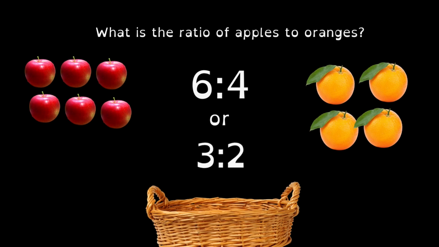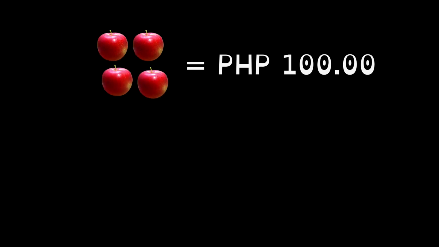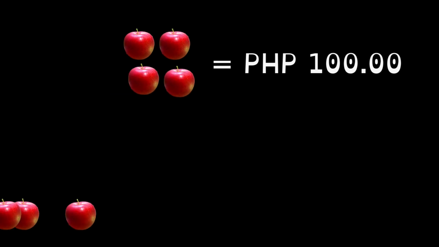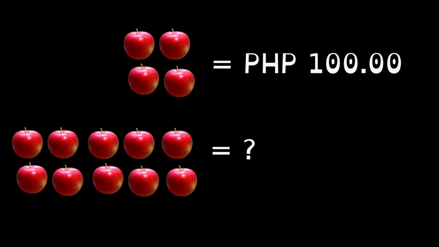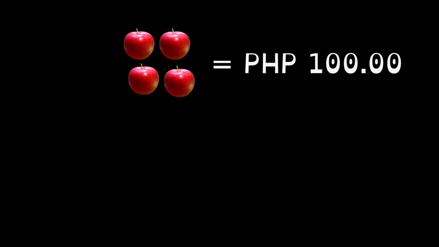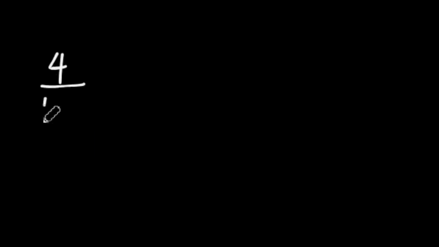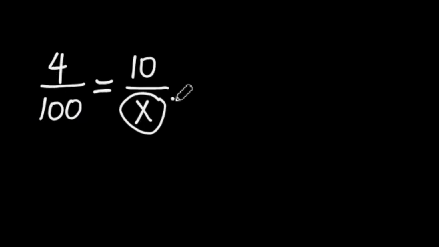Now, let's learn how to use proportion. If we know that 4 apples cost 100 pesos, how much would 10 apples cost? Let's find out together. To solve this problem, we'll use the proportion method. We set up a fraction, 4 apples over 100 pesos equals 10 apples over x pesos. That's the missing one. I want you to cross multiply and solve for x.